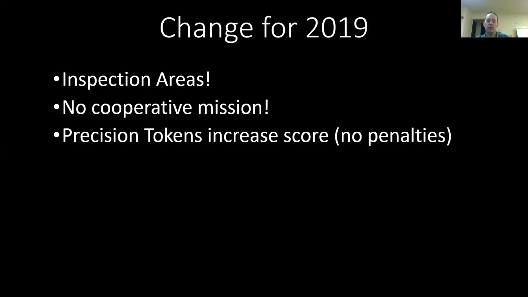So the big changes for 2019 are the inspection areas. There is no cooperative mission. We'll get to that later. There's actually a competitive mission, which is like, whoa, where'd that come from? And the precision tokens increase your score as long as they stay on the table. If they get taken away, it's reducing your score, but it's not a penalty. You start with 60 points and then work your way down. So those are the big changes.